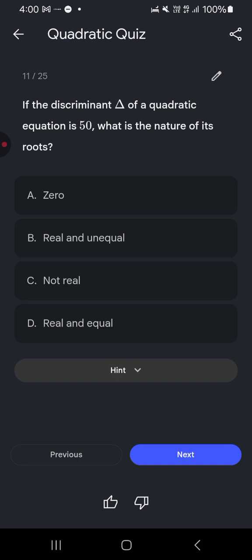If the discriminant of a quadratic equation is 50, what is the nature of its roots?